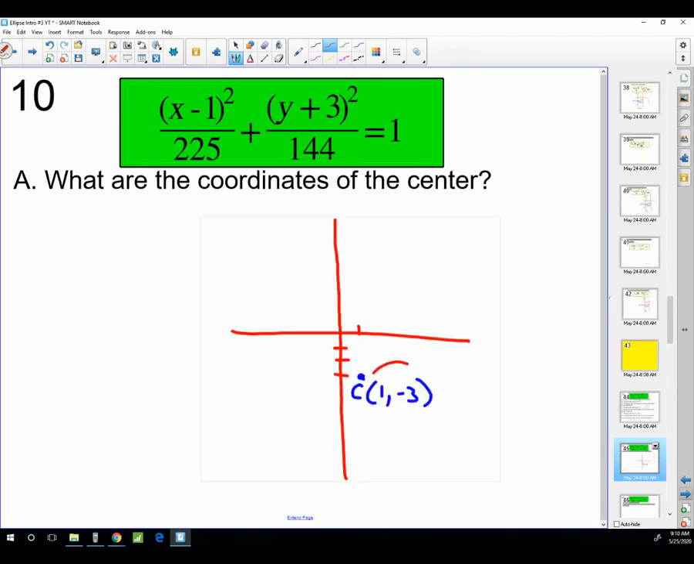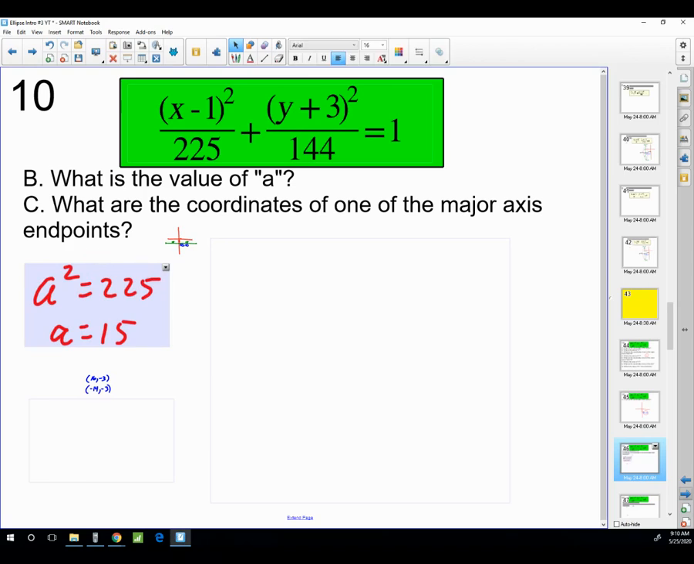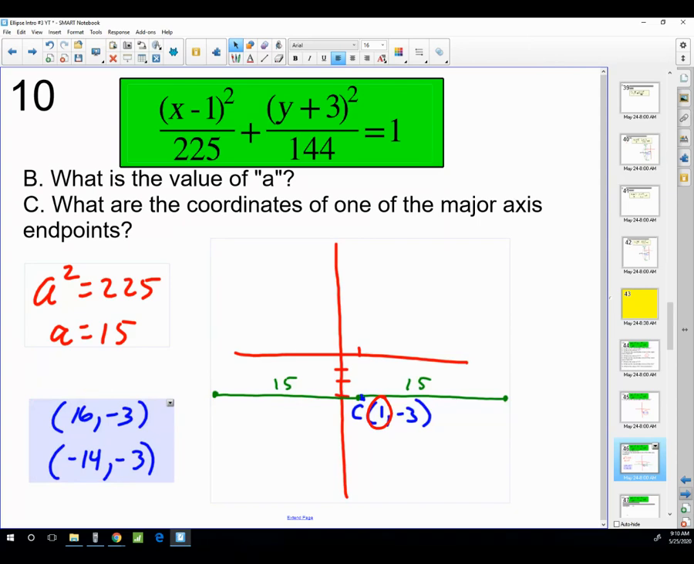The coordinates of the center are 1, -3. You know that. And you can find a. If a squared is 225, then a is 15. And we're going to go right and left 15 from the center. That just means you add 15 and subtract 15 to 1. Which you can do, and that would give us the coordinates of the major axis endpoints. And we kind of do the same thing for the minors.